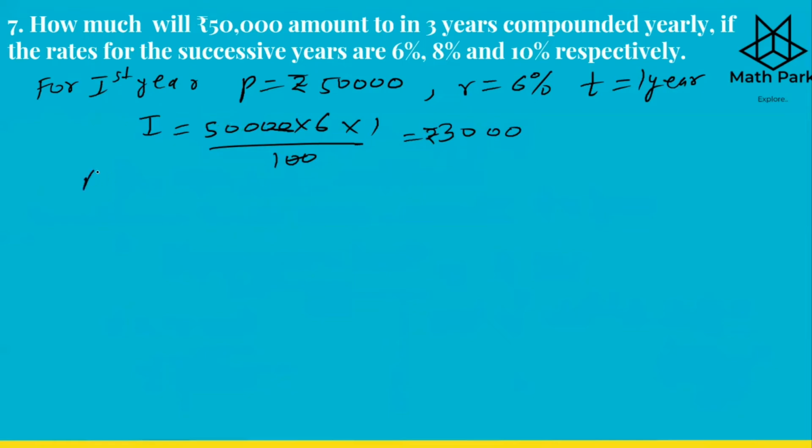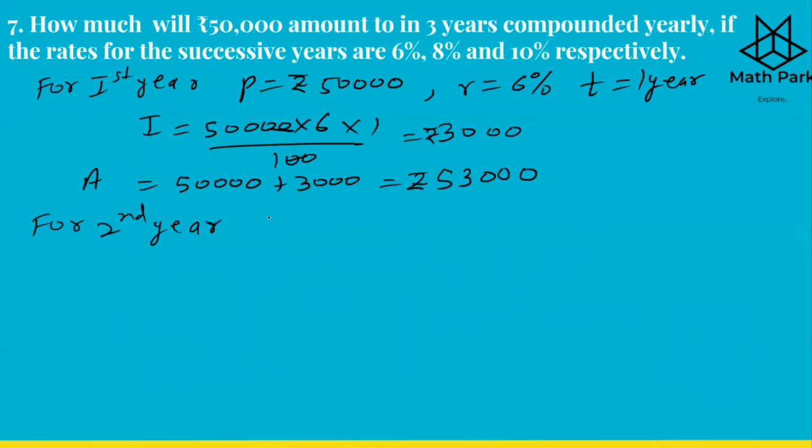Then the amount at the end of the first year is equal to principal plus interest, which is 50,000 plus 3,000. That is rupees 53,000. Okay. Now for second year, the principal is equal to rupees 53,000. The rate of interest is 8%. The time is 1 year.